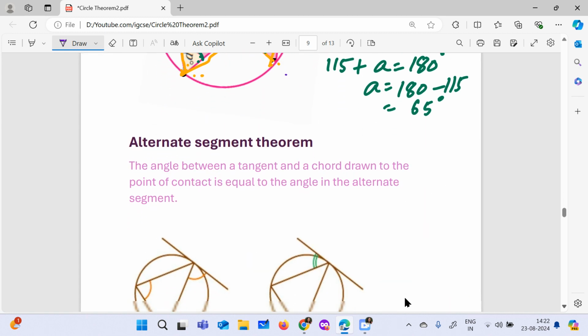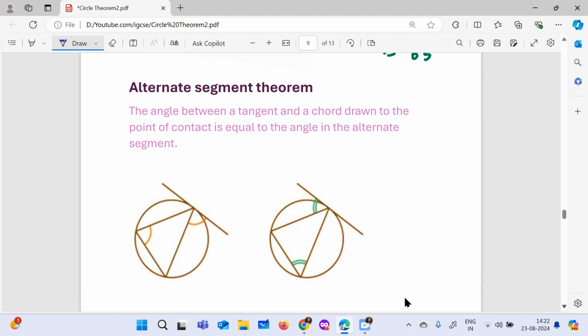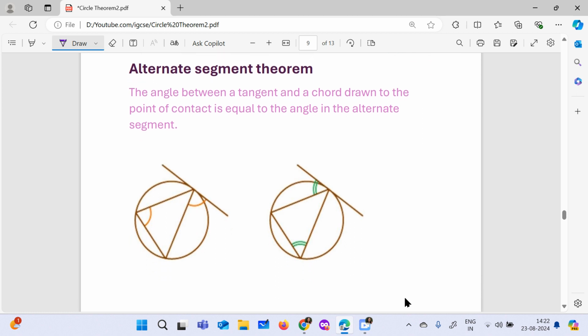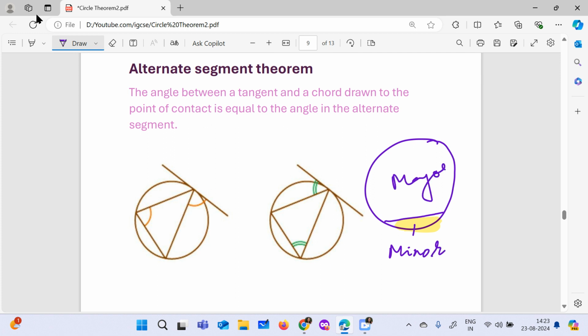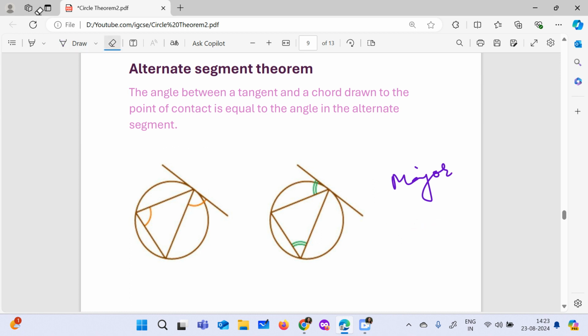So, alternate segment theorem. Before we start it, you must know what is a segment. If you remember, yesterday we did when you have a circle and it is divided by a chord into two parts, right? This smaller part is called the minor segment, and the larger part is called the major segment. Is this clear to you? Yes, Miss.